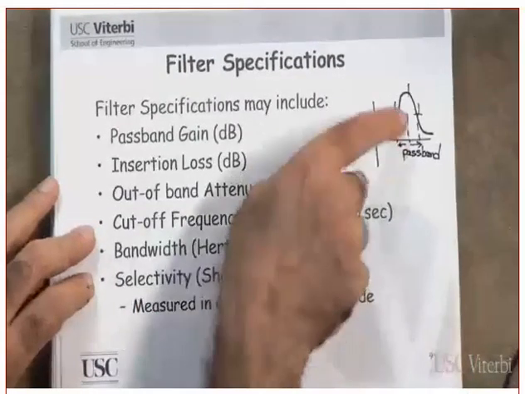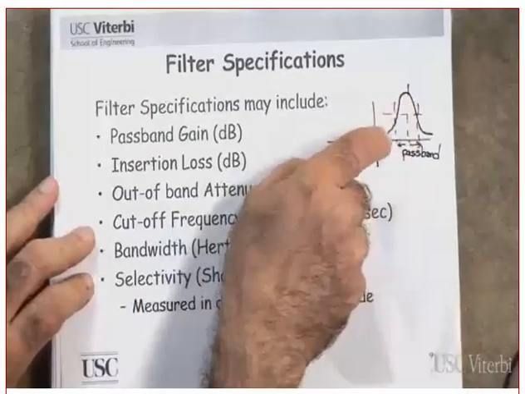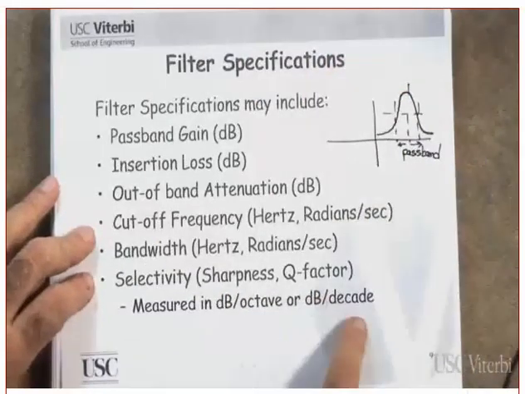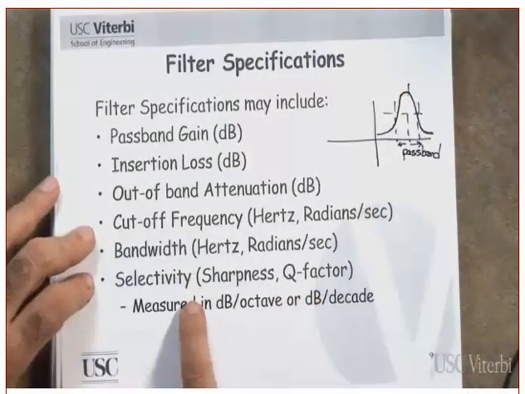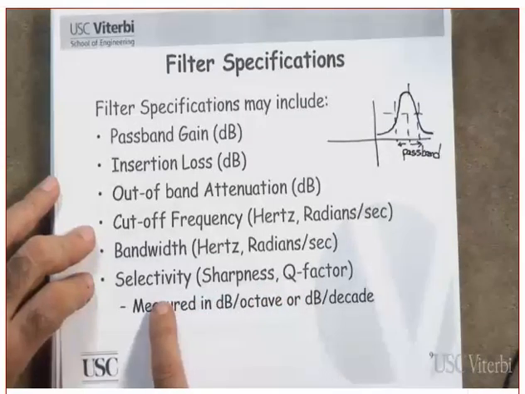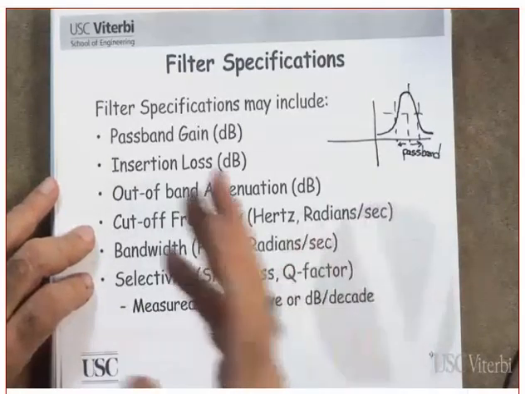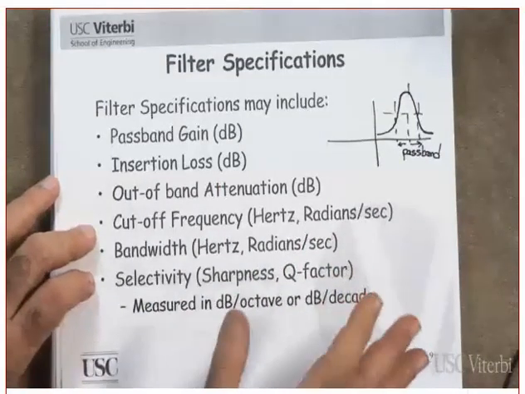Selectivity, sharpness, Q factor. What does that mean? Outside of the passband, how quickly this one is going to roll off. That's a measure of how sharp it is. Clear? And that will determine the selectivity. I don't want you to confuse sensitivity and selectivity. These are two different things. What is sensitivity? One more time. We will define it in detail shortly.